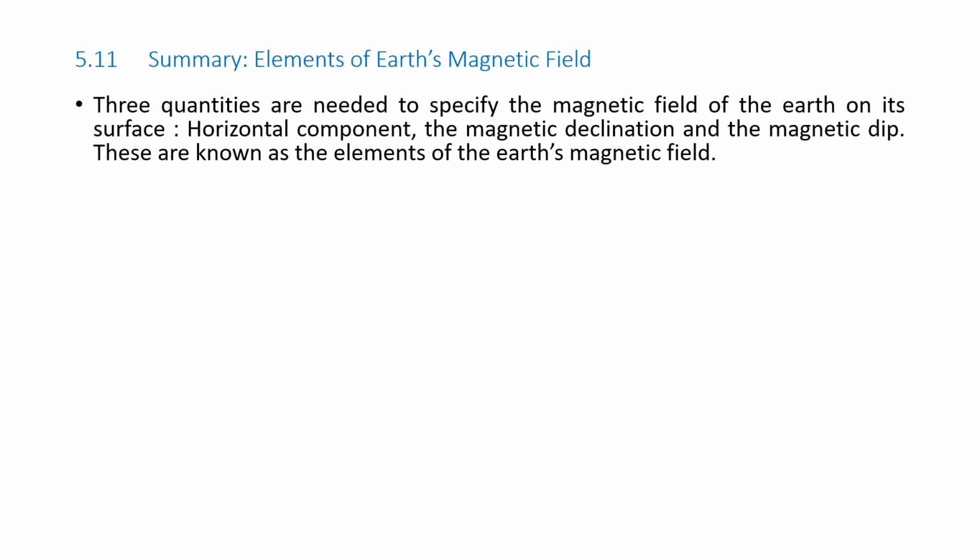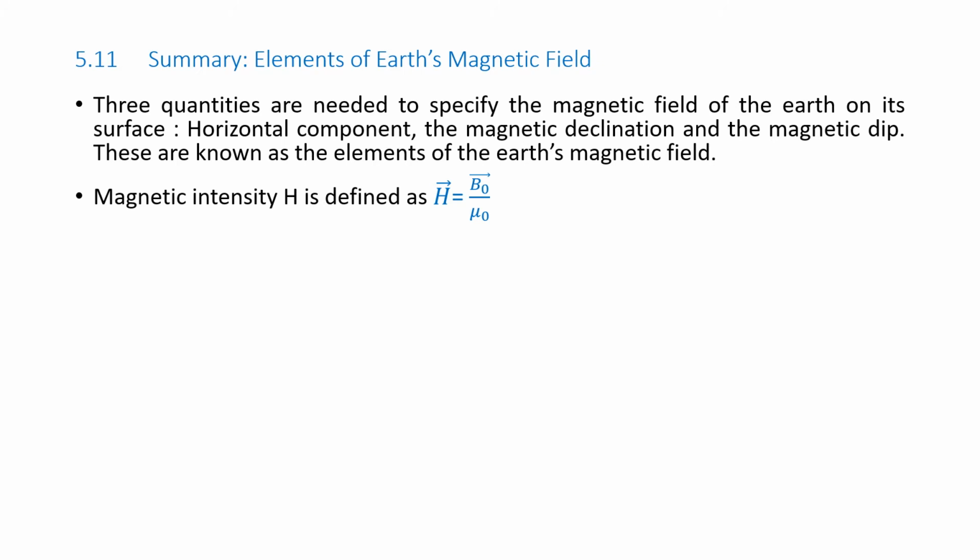Three quantities are needed to specify the magnetic field of the Earth on its surface. These three elements are number 1, the horizontal component, number 2, the magnetic declination, and number 3, magnetic dip. These are known as the elements of Earth's magnetic field.